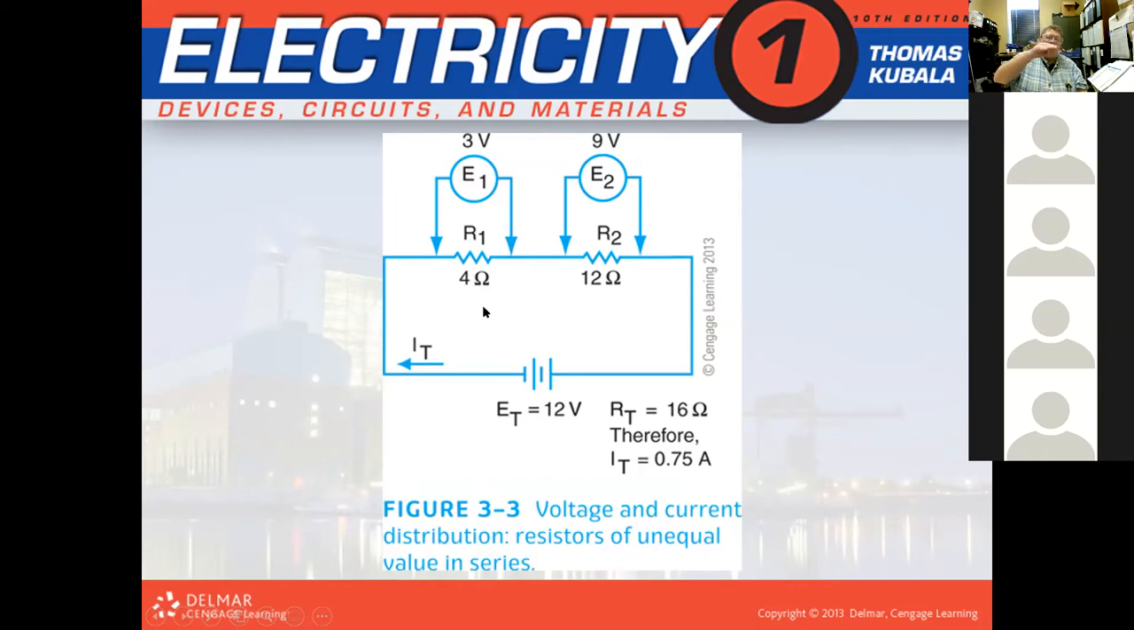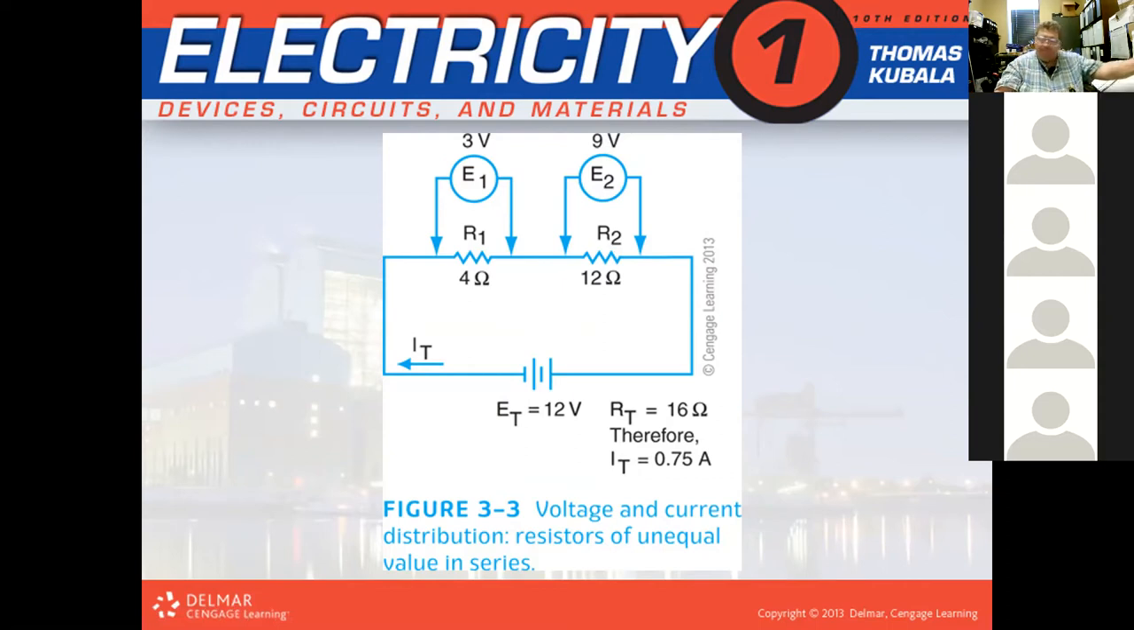So your I times R on the triangle, the I times R is going to give you the E. If you cover up the E up top, you cover it up with your finger like that, then the formula is going to be I beside R, which means multiply. So in this case, if you say 0.75 times 4, what is it? 3 volts. And then the same current of 0.75 goes here. 0.75 amps times 12 ohms is what? 9 volts. So that's how on paper you can prove what it should be.